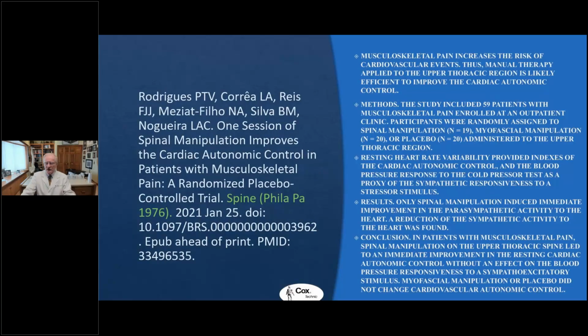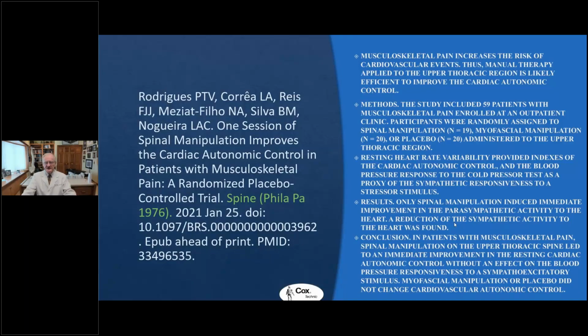segment. I'd like to call your attention to one of the most exciting papers I have seen, from January 25 this year in Spine Journal. You may have seen it. This showed that only spinal manipulation induced immediate improvement in parasympathetic activity to the heart. Yes, the alterations in heart rate variability by manipulation of the upper thoracic spine. You will see us do that. This is one thing I'm sure you will carry with you from this seminar.